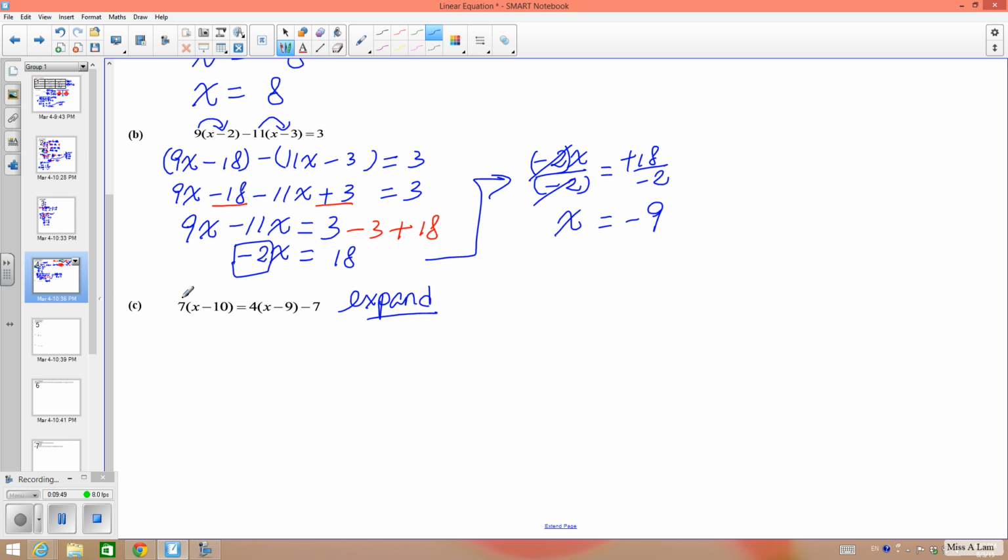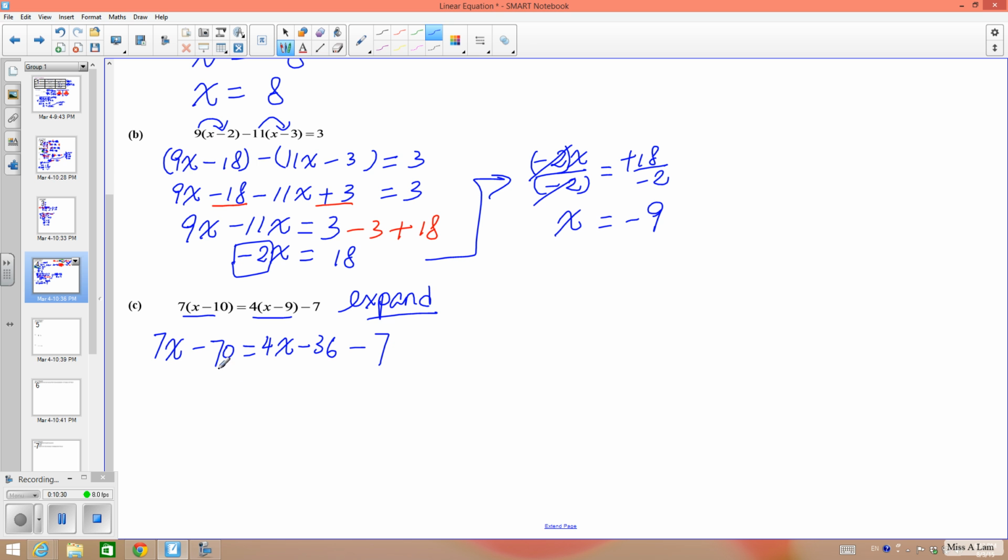That's why in this case we multiply the numbers, and this time we can remove the brackets at the same time, because if you look at these two, they are not on the same side. Therefore in this case you can just expand and remove the brackets. 7x minus 70 equals 4x minus 4 times 9, 36, and then at the end minus 7.